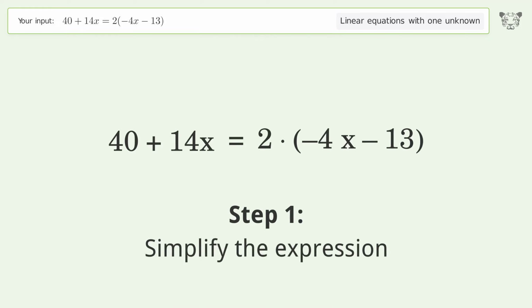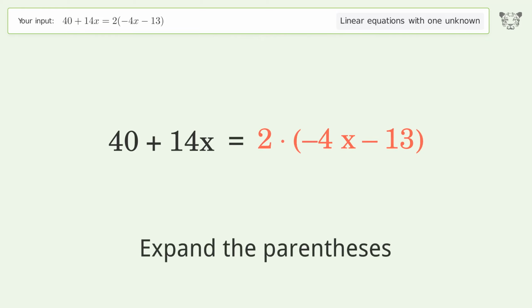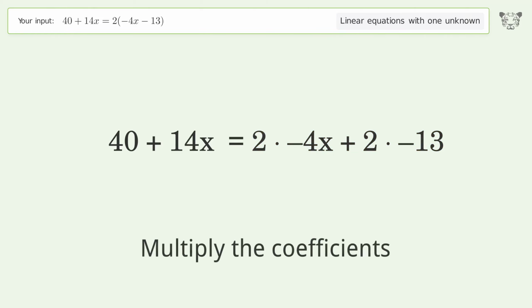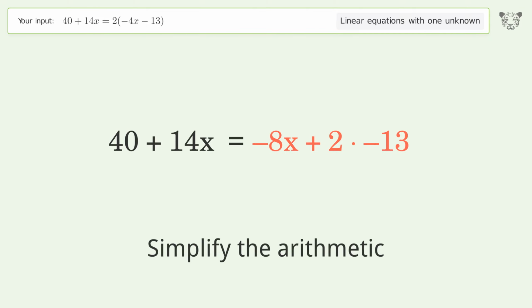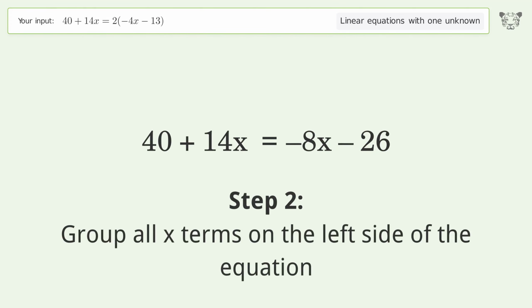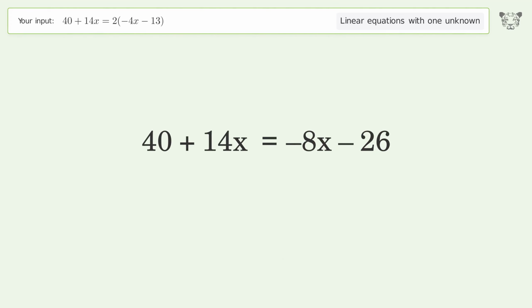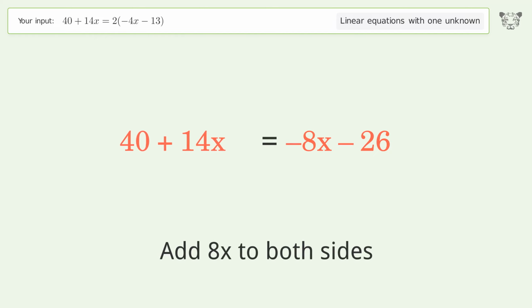Simplify the expression. Expand the parentheses. Multiply the coefficients. Simplify the arithmetic. Group all x terms on the left side of the equation. Add 8x to both sides.